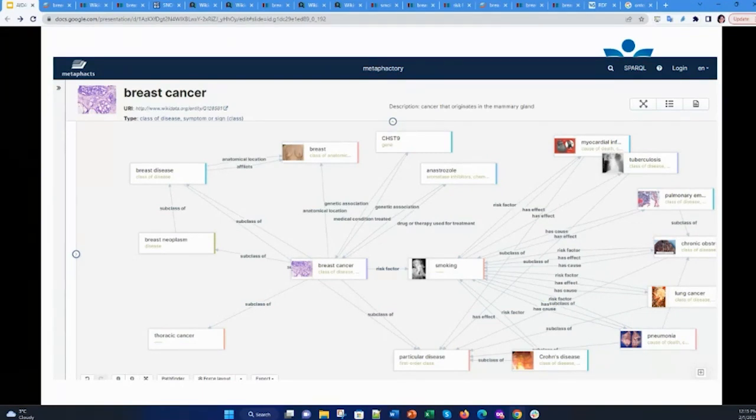And we see here that smoking is a risk factor also for myocardial infarction, for many pulmonary diseases, Crohn's disease, etc. And we can have also more high-level organization of the concepts because breast cancer is a type of breast disease and also has a subclass of breast neoplasm. And we can also explore the anatomical location of breast cancer, which is the anatomical organ breast.